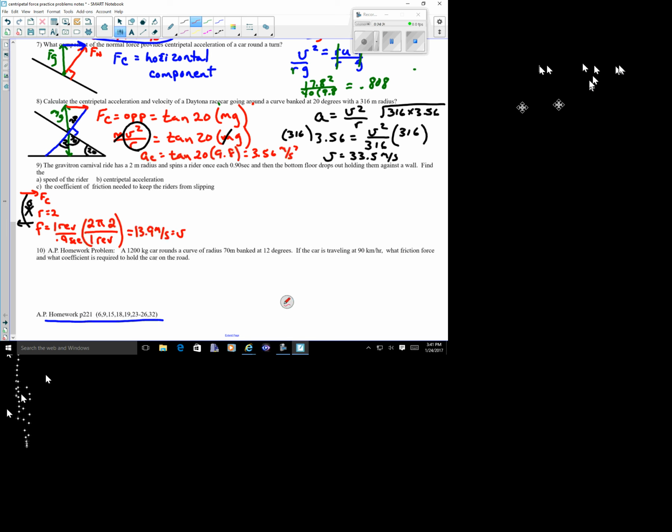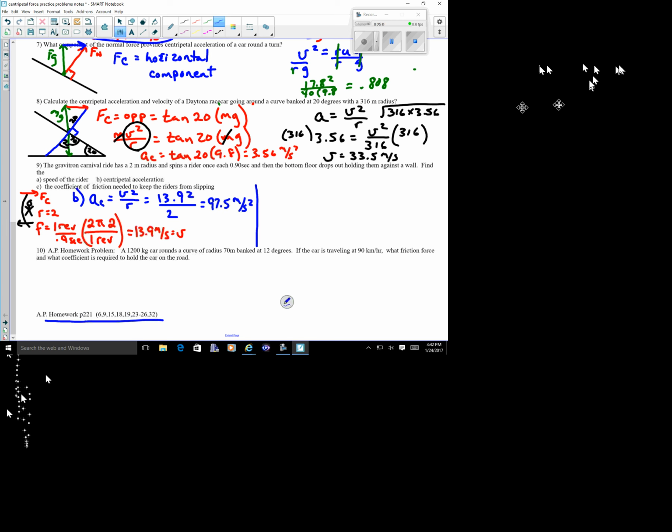Part B asks you to find out what is the centripetal acceleration. Well, the centripetal acceleration is v squared over r. So I'll simply take my answer of 13.9 squared, divide it by r, which is 2 meters. And so that gives me 97.5 meters per second. That's a heck of an acceleration. Squared, rather. Meters per second squared.